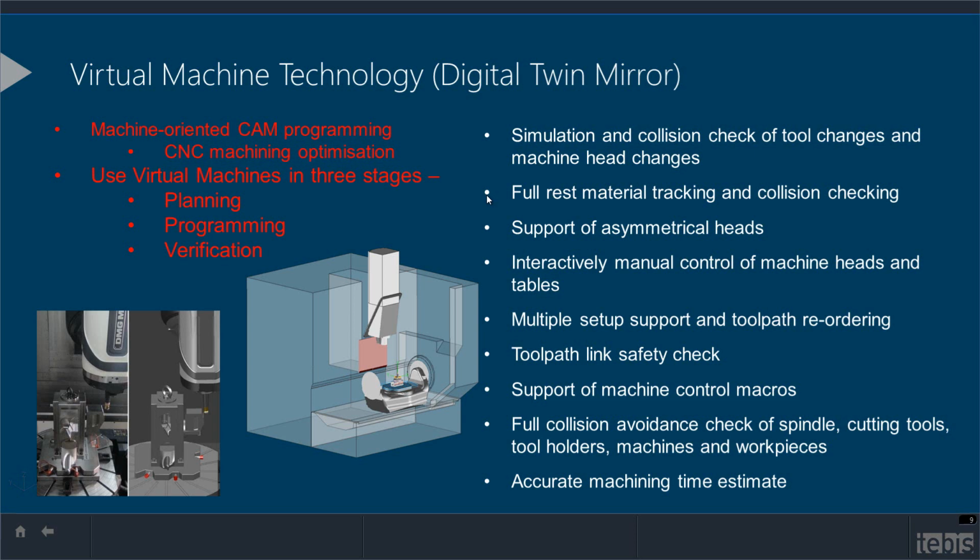We can control your machine macros, and the very end of all this is we're giving you full collision check avoidance of the complete machine, the spindle, the cutting tools, the tool holders and the part, etc. And finally, accurate machining times, because again we can build in all of your controller considerations into the virtual machine, such as your rapid rates, your look ahead, etc., to give you accurate machining times.